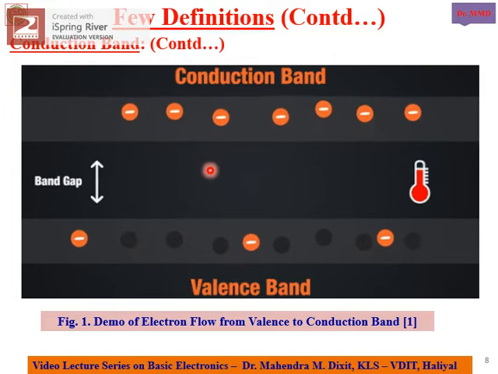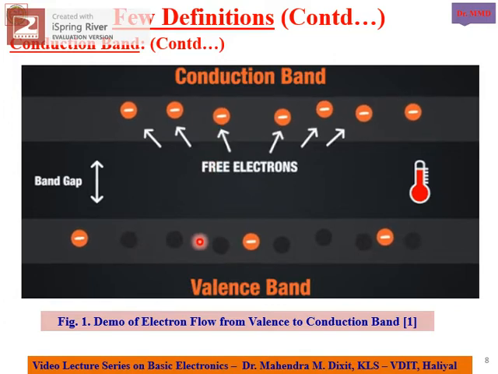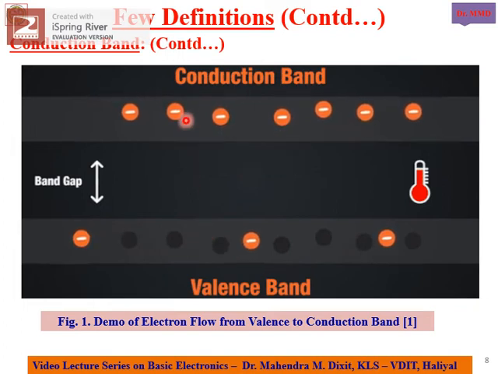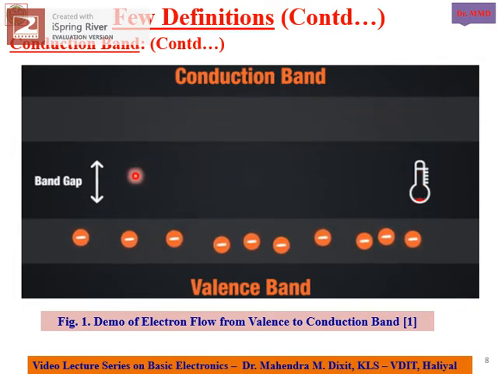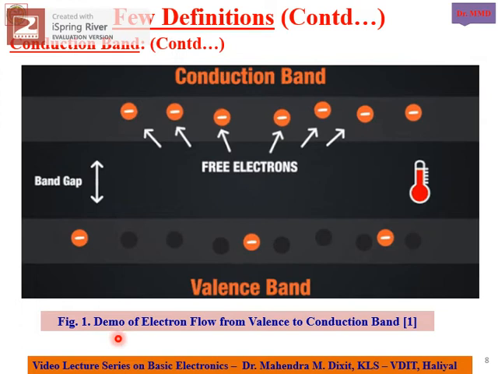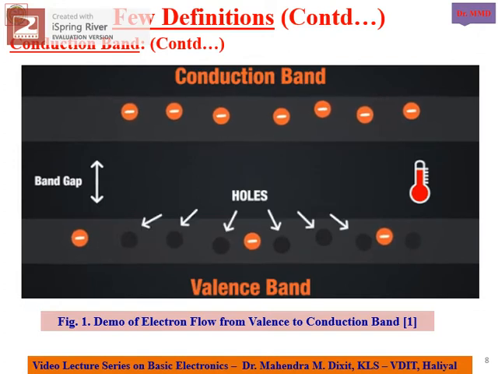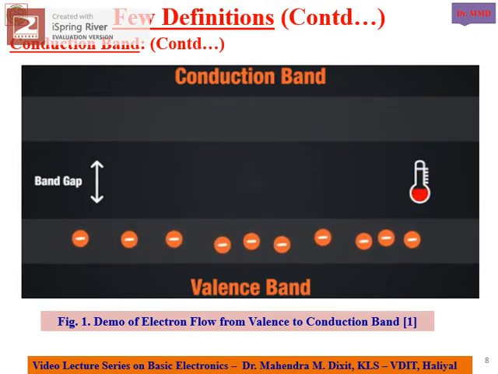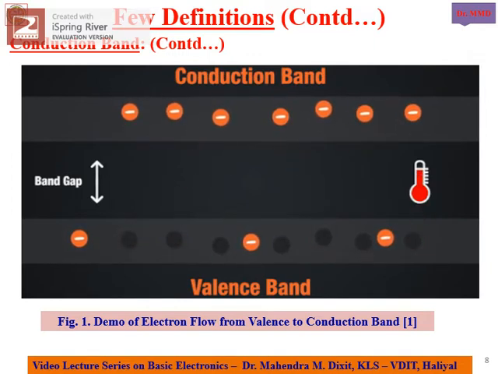It depends upon the amount of energy that we supply to these valence electrons, which can jump from the valence band to the conduction band through a small gap which is called the forbidden band gap. And this figure is illustrated with the caption demo of electron flow from valence band to conduction band, which is taken from reference number 1. So this is one of the important definitions and illustrations that students should understand before they study the electron current in semiconductor devices.